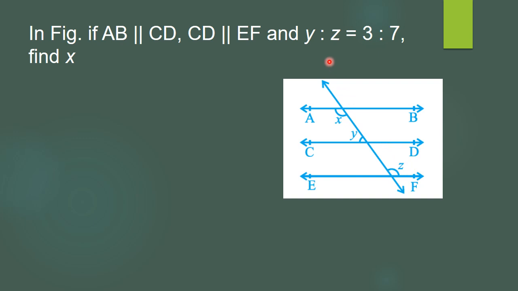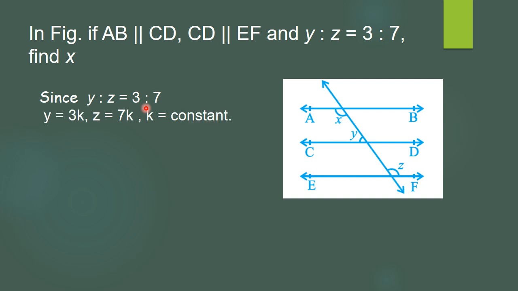And what more have they given? y is to z is 3 is to 7. The ratio is given as 3 is to 7. They have asked to find the value of x. Now first, whenever it is given in a ratio, we have to take a certain constant. So what they have given, y is to z is 3 is to 7, indicates that y is equal to 3k and z is equal to 7k, where k is a certain constant.